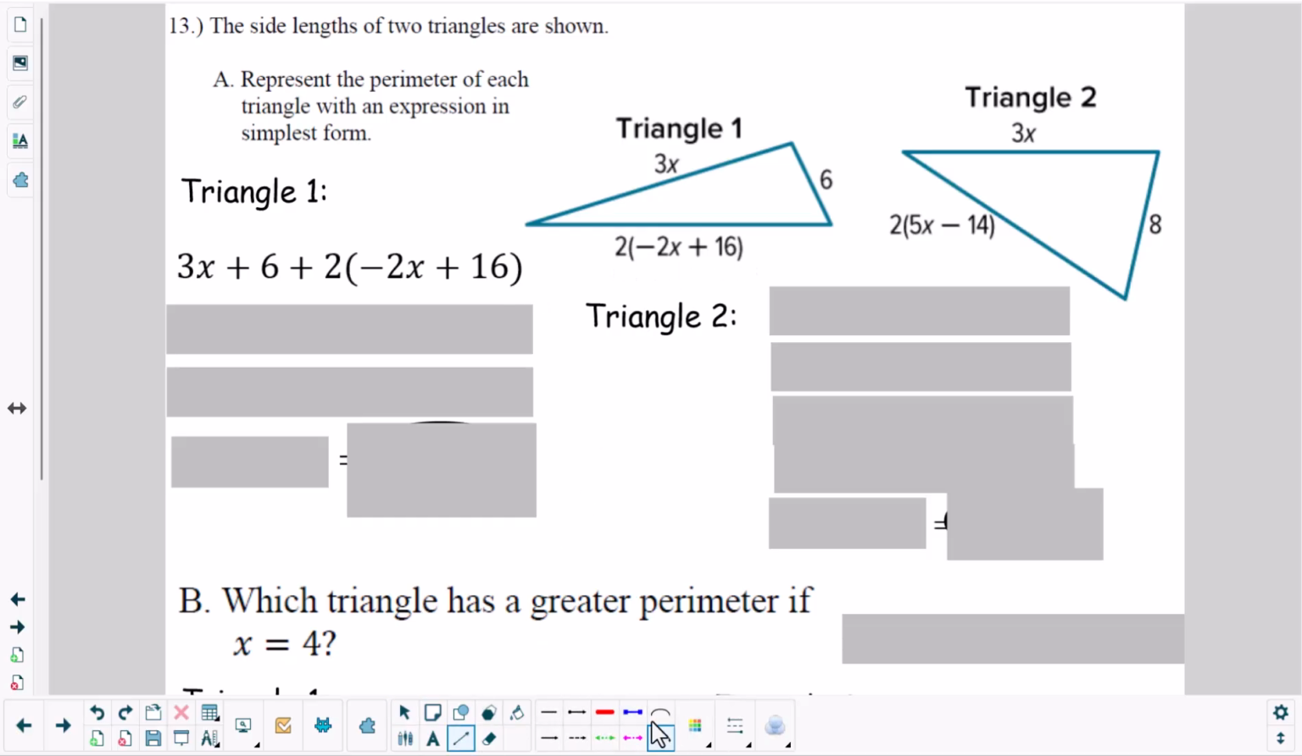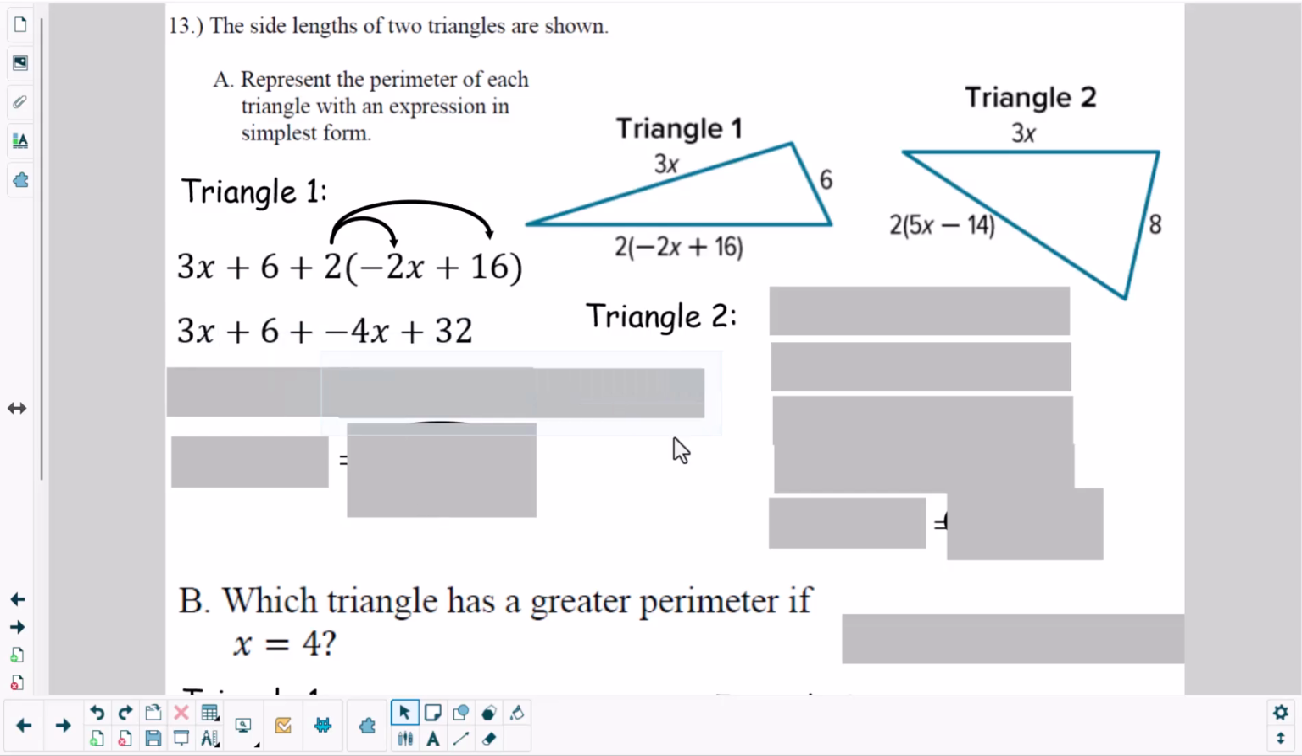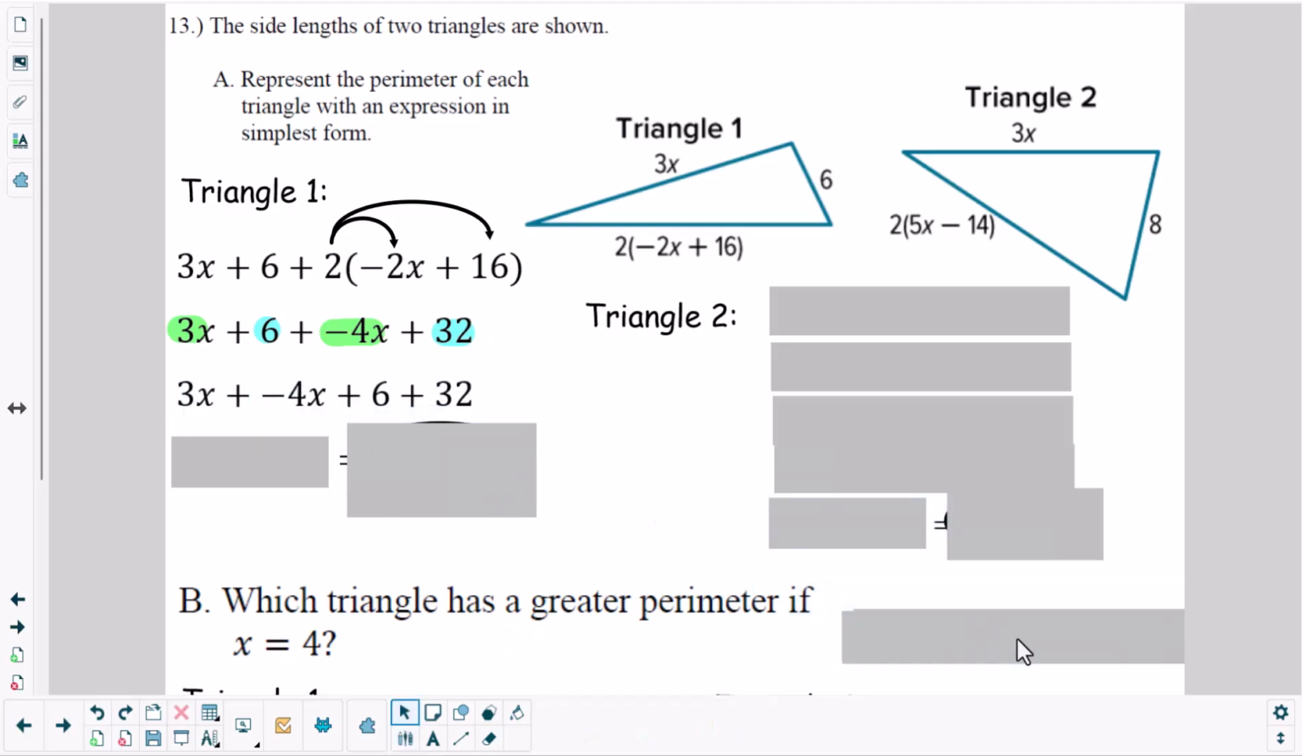Before I go to combine any like terms, I need to distribute this 2 into the parentheses. So let's see what we have, and then we'll talk through this. So I brought down my 3x plus 6. 2 times negative 2x is negative 4x. 2 times 16 is 32. Now the next thing I'm going to do is put my like terms side by side. So we have this 3x and this negative 4x. We have our constants of 6 and 32. So I wrote this as 3x plus negative 4x plus 6 plus 32.